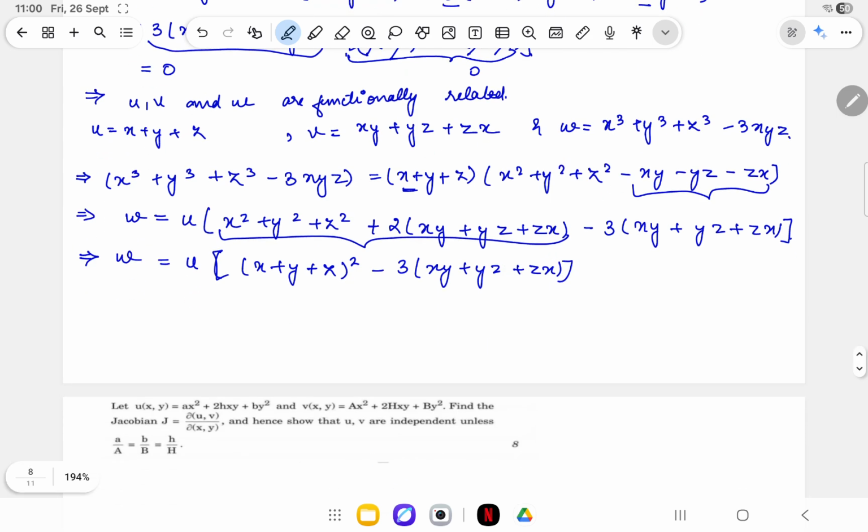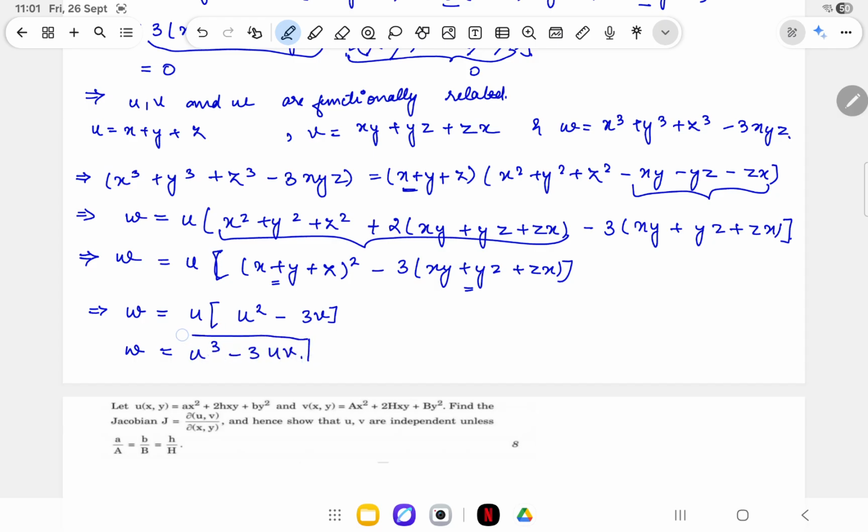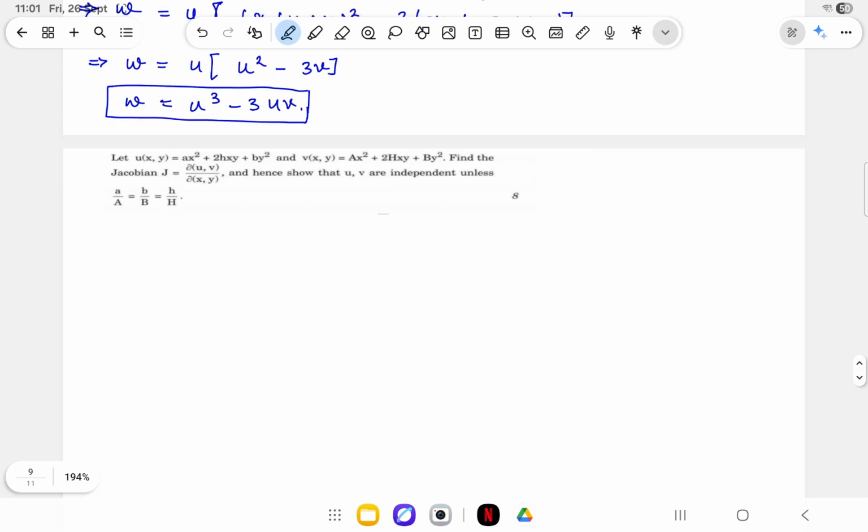Now we know the value of this is u and this is v. So from here we get w as u into u square minus 3v. That basically gives us w as u cube minus 3uv. So this is the relation between u, v and w. So let's move on to the next question. The next question gives us u in terms of x and y, and v again in terms of x and y, and we're supposed to find the Jacobian.